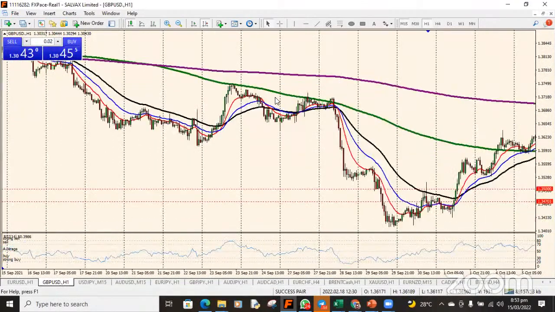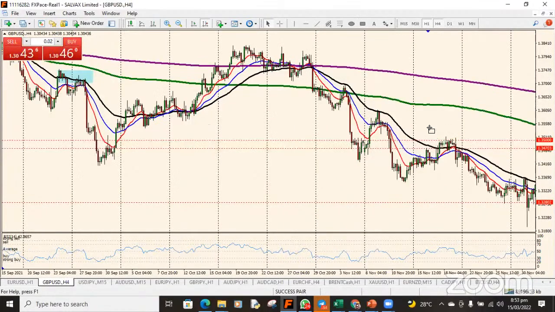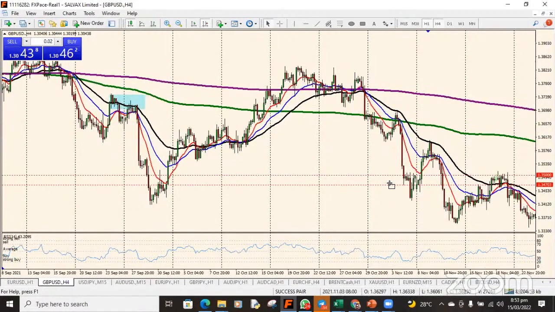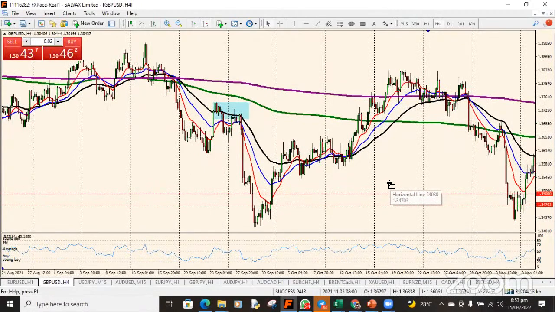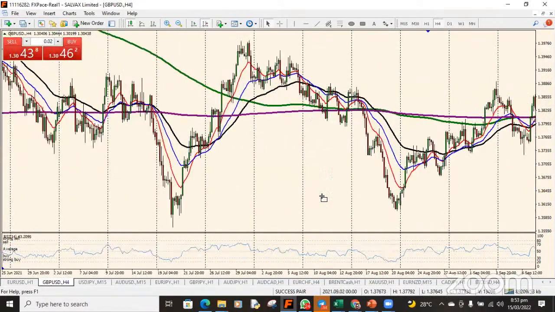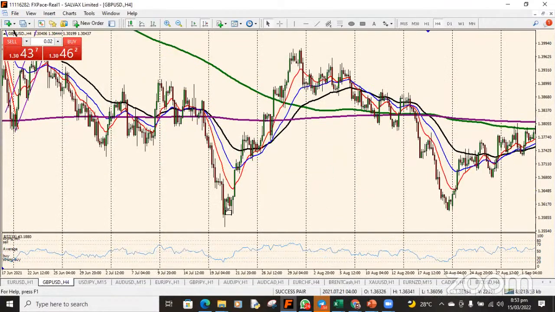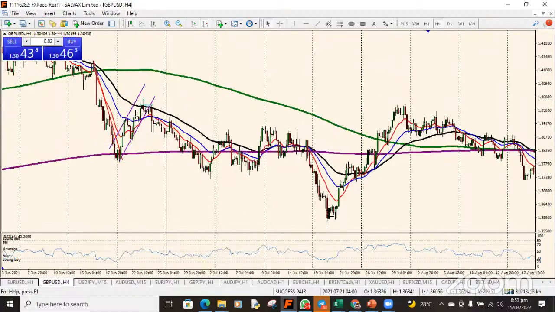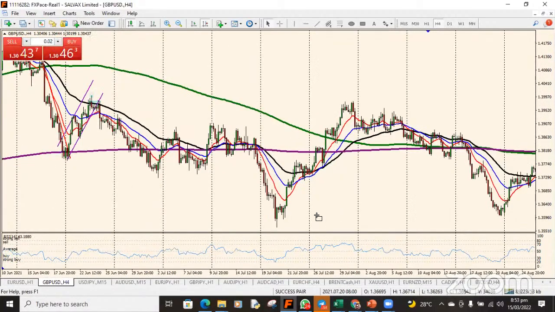Is this a double top? Yes. Okay, that's a double top now. What of this one? Is it a double bottom? Yeah, it's a double bottom on a very long range. Double bottom. Okay.